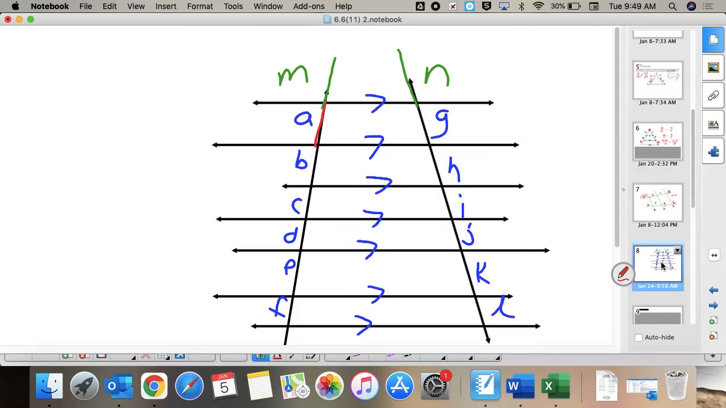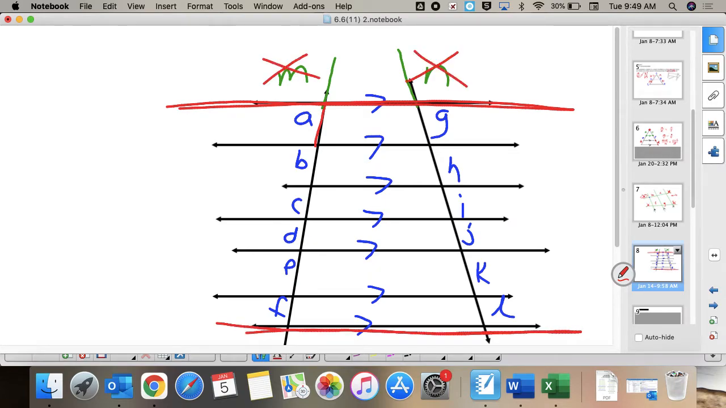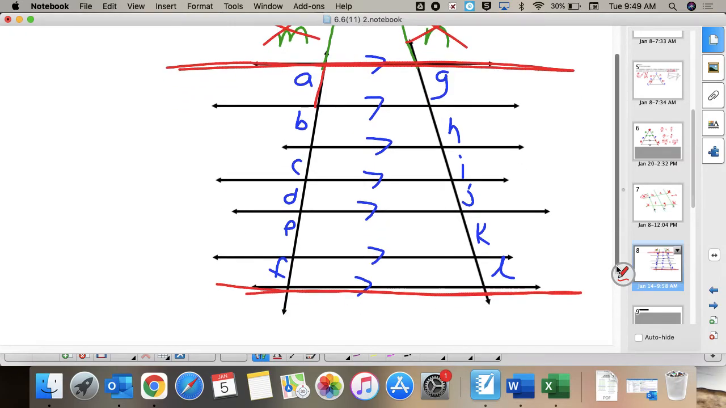Right? Likewise here, I can use any set as long as it's inside of this top line and inside of this bottom line. Right? I cannot use the M and the N. I cannot use anything that would come down here. I have to stay in between those parallel lines.